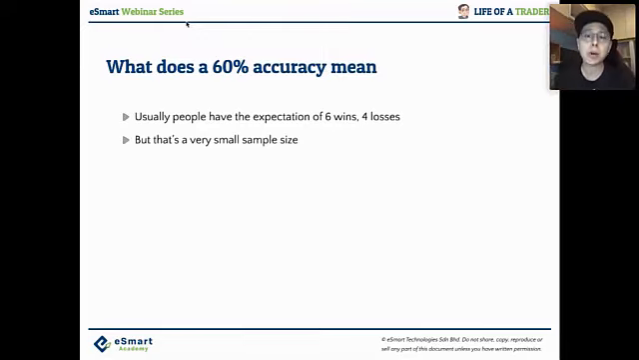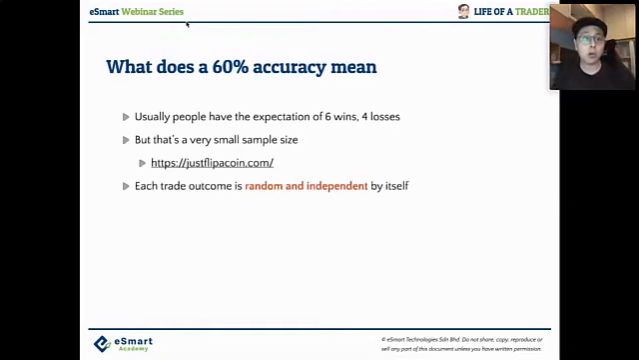So today I want you to understand that trading is a probability game. And for probability to play out, it's a numbers game. And for numbers to play out, you need a proper sample size. I also want you to take note that every trade outcome is random and independent by itself. So what it means is this.